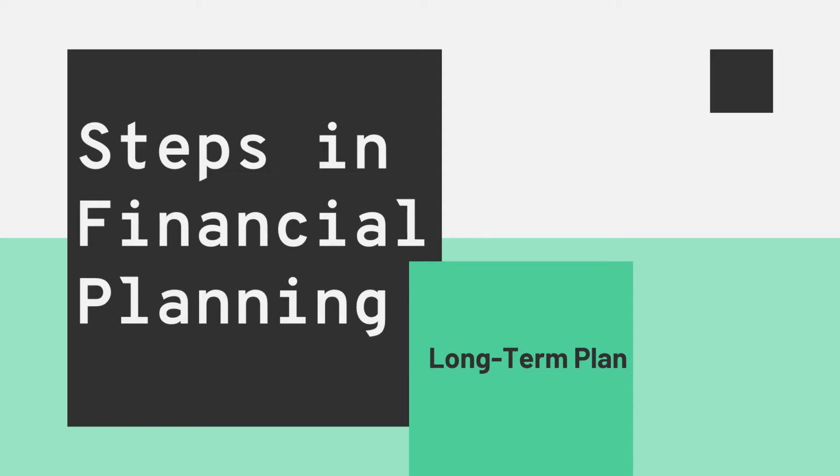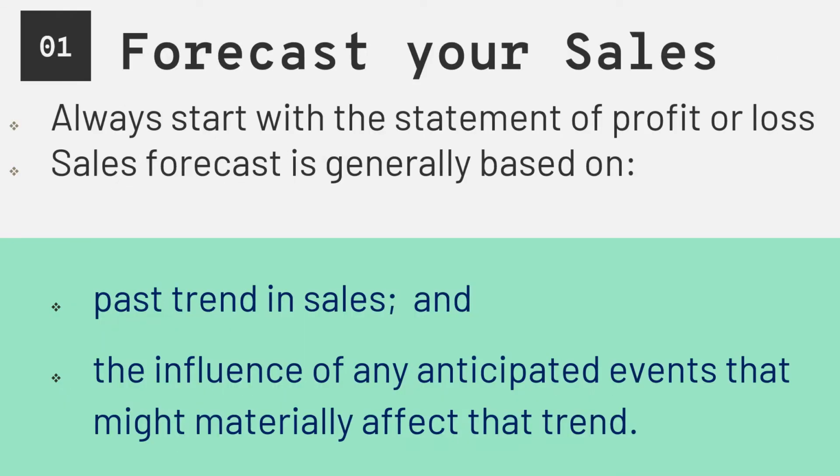Developing the long-term plan comes down to a few simple steps. Step number 1. Forecast your sales. It always starts with a statement of profit and loss.